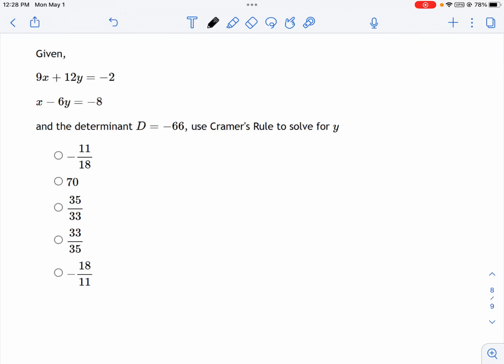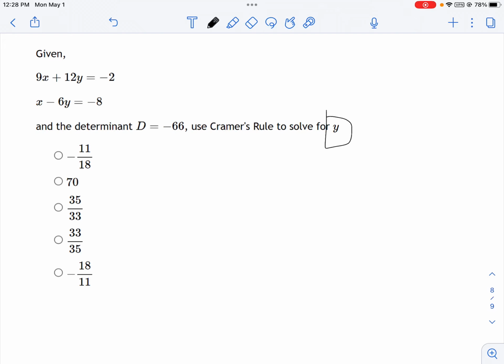Hello and welcome. So we're given a system of equations here. We have 9x plus 12y equals -2. We have x minus 6y equals -8. And we're asked to solve the system of equations for y specifically, using Cramer's rule to solve.